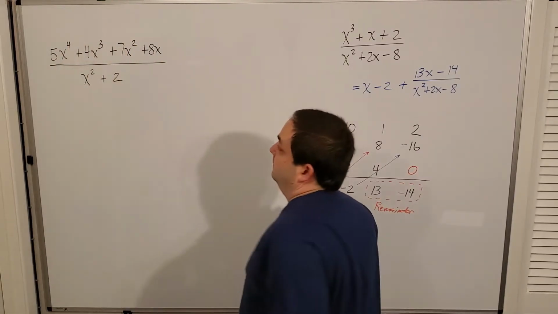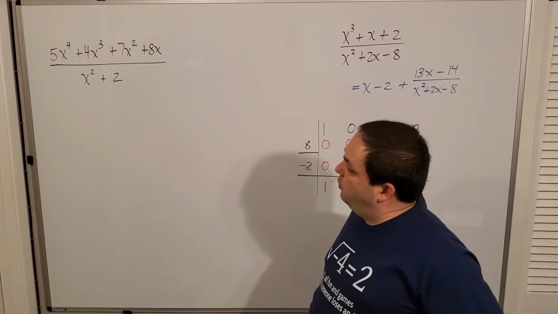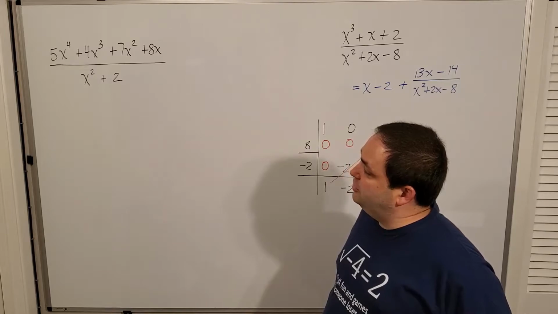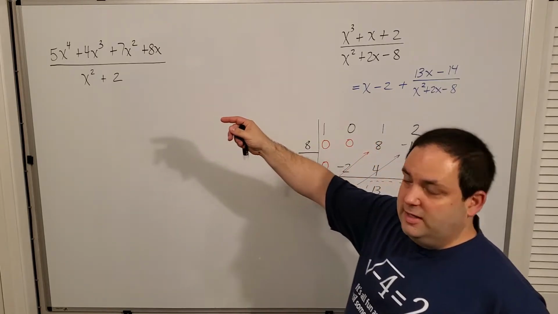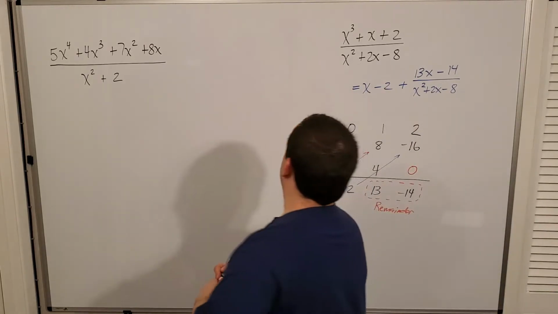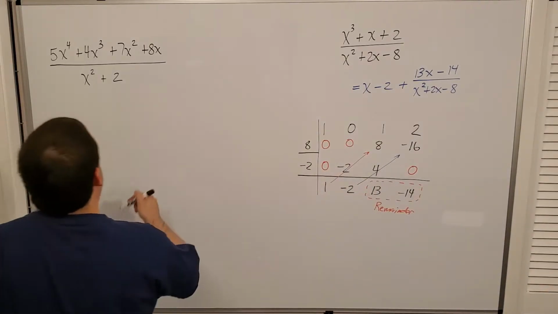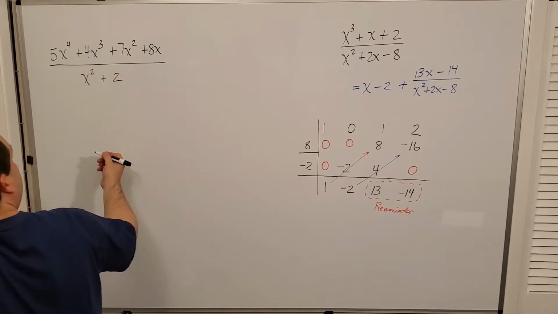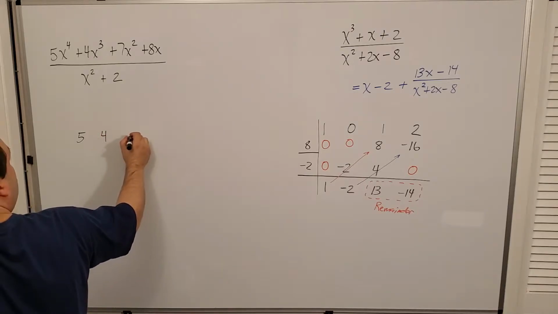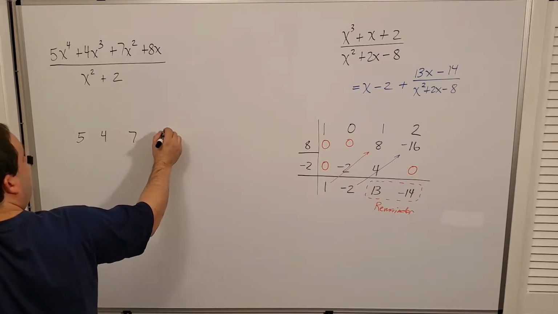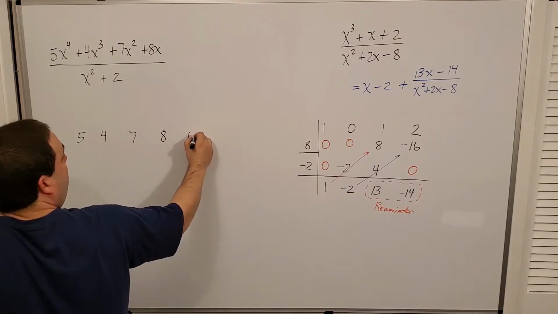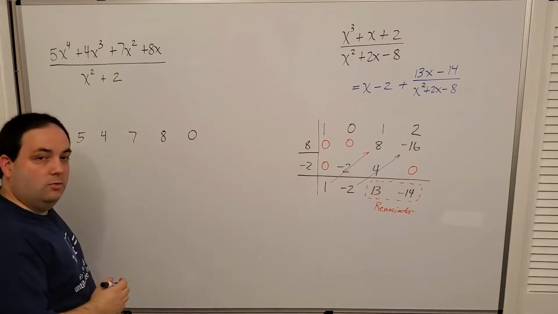For this guy right here, 5x to the 4th plus 4x cubed plus 7x squared plus 8x all over x squared plus 2. And this one's slightly different because the denominator is missing the x power, right? So I'm going to go ahead and set up my coefficients here. I have 5, 4, 7, 8. But remember, I have to do all of the powers, even the constant. So I actually have one more. I have a 0 there.